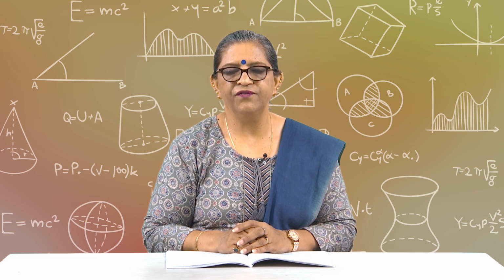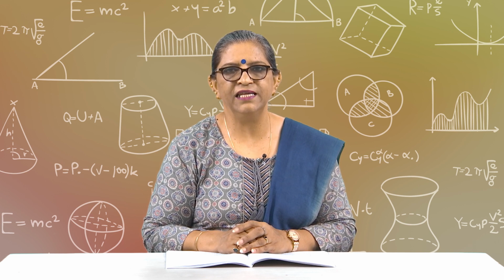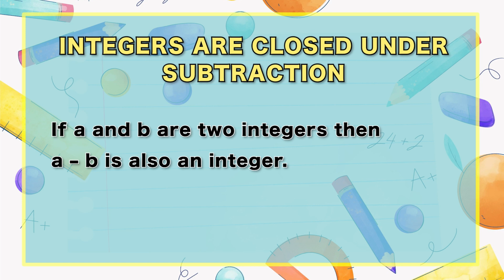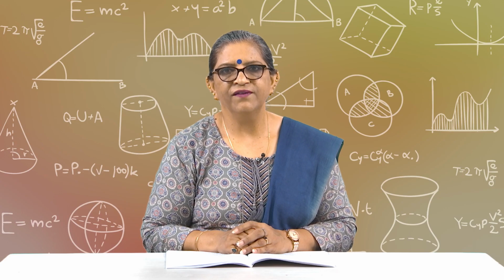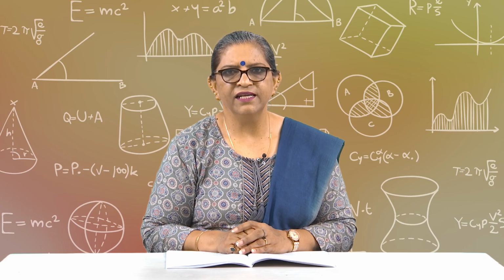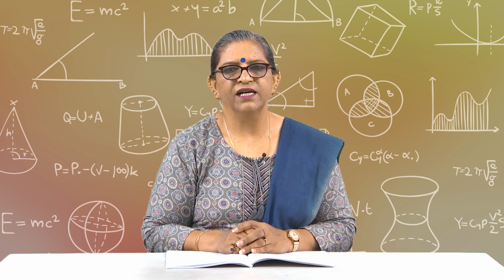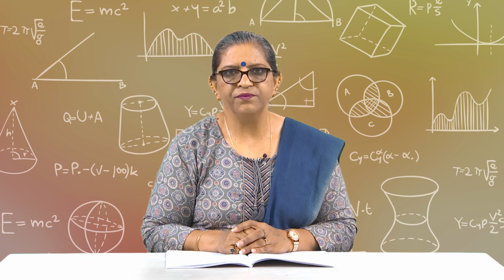Now, since the difference of two integers is an integer, we say that integers are closed under subtraction. In general, for any two integers a and b, a minus b is an integer. Students, we have just seen that just like addition, the integers are also closed under subtraction.